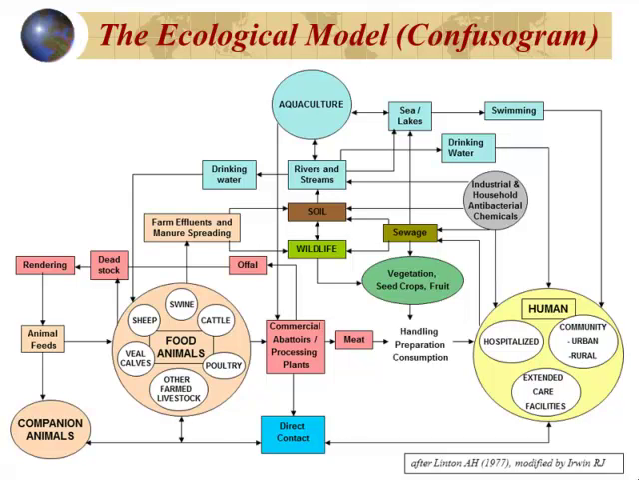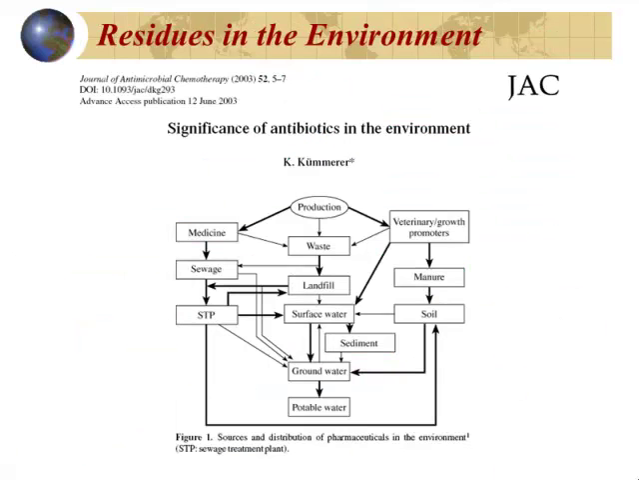A little more simple schematic might be this one that appeared in 2003 from Kummer, who's done a lot of work on antibiotics in the environment. And really it's talking about, so you start with this production of the antibiotic itself. There are studies out there looking at the effluent coming from the factories that are producing the antibiotics, and their effluent is loaded with residue. Then you have the use, there's sewage, there's manure, there's runoff, etc., and ultimately it might end up either in the environment, in the soil, let's say, or into our water supply.